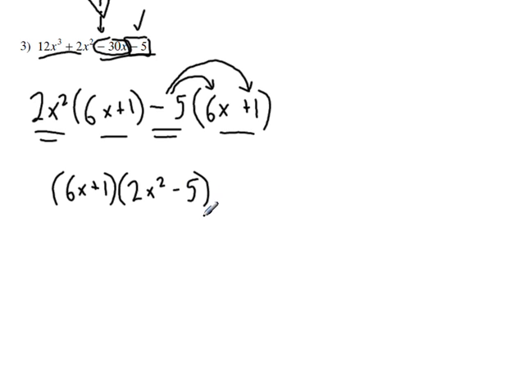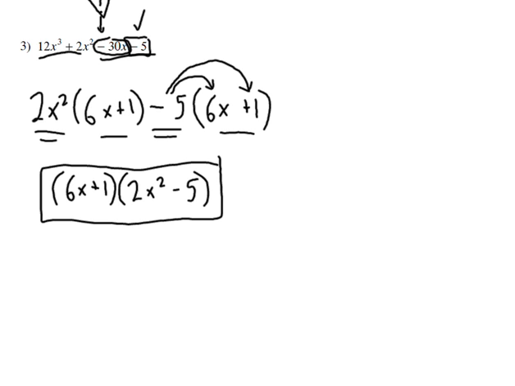Now, I've not addressed it yet, but you also have to be careful that you can't further factor what's in parentheses. 6x plus 1 cannot be further factored. Neither can 2x squared minus 5. So we're safe to call it quits on number 3.